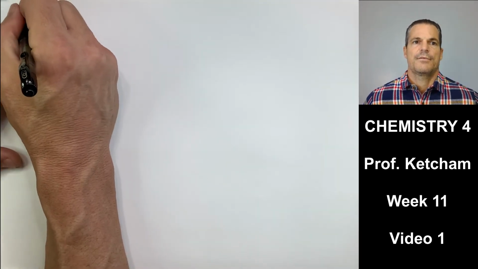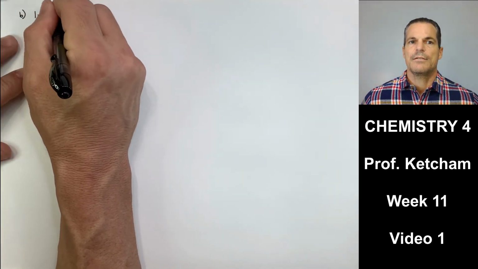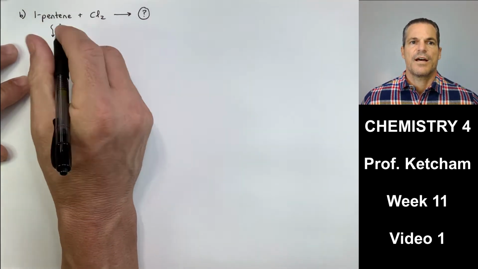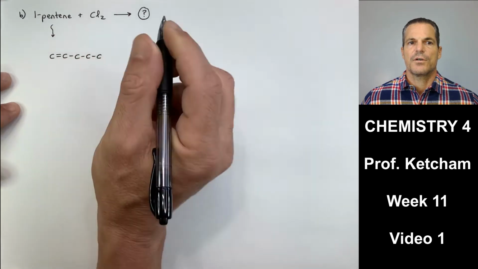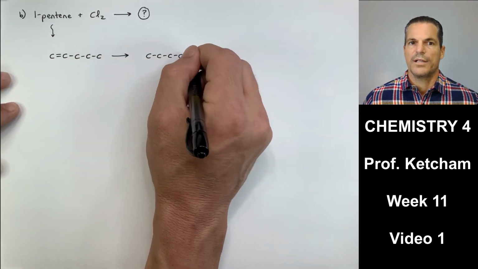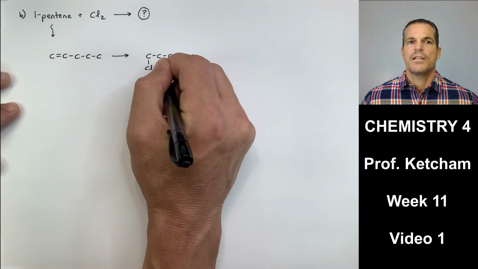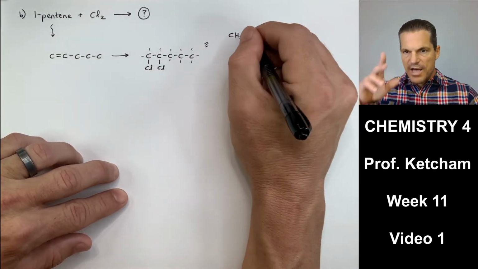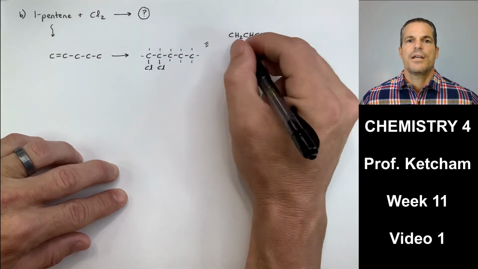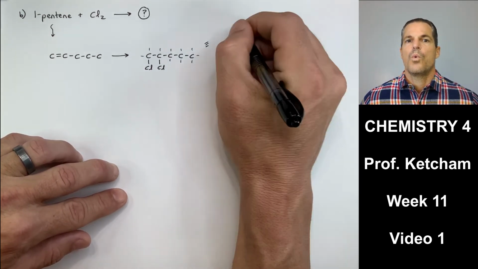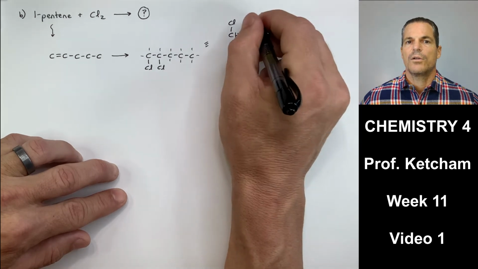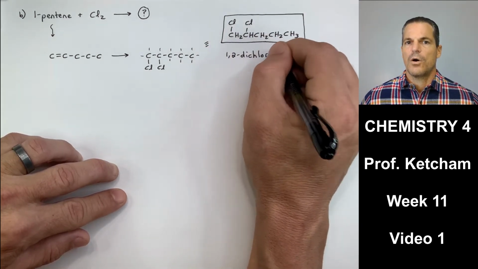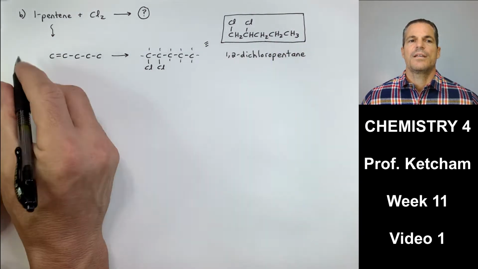So B, now we have 1-pentene plus Cl2. So we should draw the backbone for pentene. So I got a 5 carbon structure with a double bond at carbon 1, like 1-pentene suggests. Then you put your Cl2 on those carbon 1 and carbon 2, and then you fill the hydrogens in everywhere, and you come up with this answer, 1,2-dichloropentane. All right, and notice that's all one word, 1,2-dichloropentane.